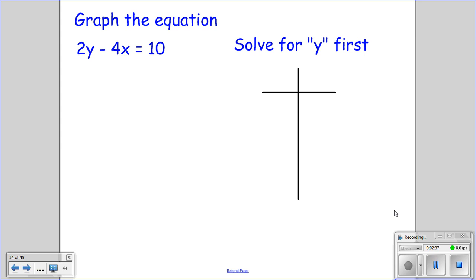Let's graph the equation 2y minus 4x equals 10. The first thing that we should do is we need to solve for y. So we have to move our negative 4x to the other side. That becomes 2y equals 10 plus 4x. Then we divide everybody by 2, and we have y equals 5 plus 2x.